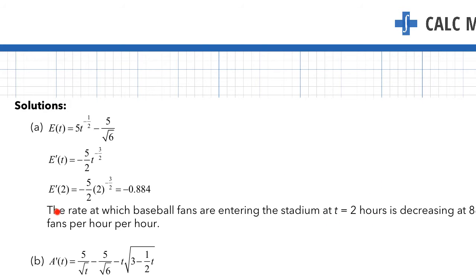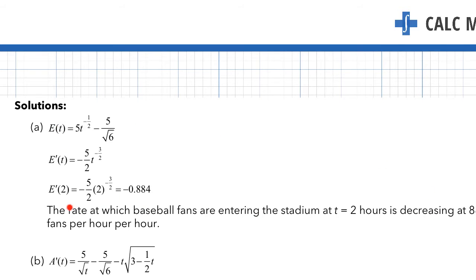but then this is the rate at which baseball fans are entering the stadium. That's just the y value of E. That's just what E of t is. It's the rate at which. So if it was the number of fans, then we'd say the number of fans is, but that's not what E is. E is the rate of entry. So the rate here is because that's the E variable.